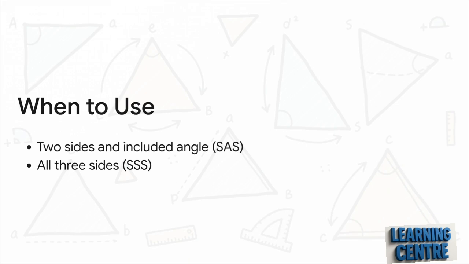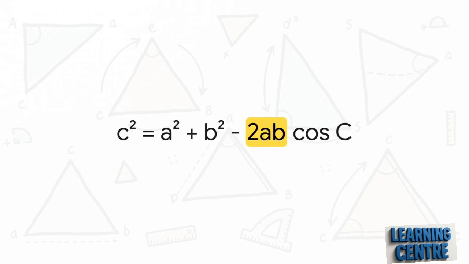The second scenario is SSS, or side side side. This is where you know the lengths of all three sides of your triangle, but you don't know a single angle. So if you spot either an SAS or SSS scenario in the wild, you know instantly it's time to pull out the cosine rule. And here it is, the whole shebang. c squared equals a squared plus b squared minus 2ab times the cosine of angle C.